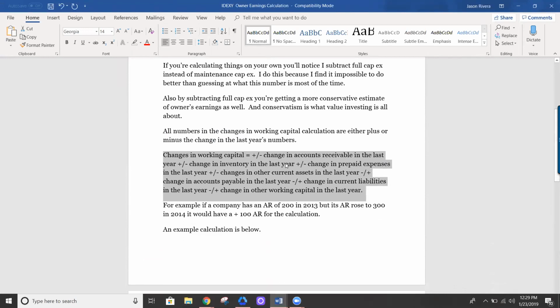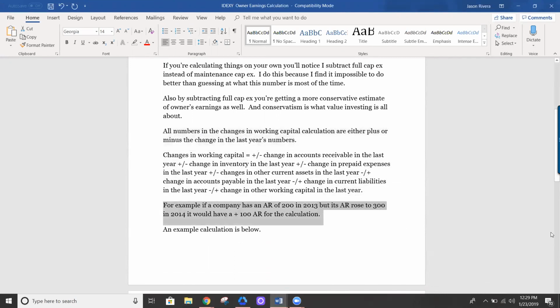That's probably to say I'm confused as well. Oh, it's like year-on-year change in accounts receivable plus year-on-year change in inventory. But yes, all numbers in the changes in working capital calculation are either plus or minus the change from the last year's number. So here's an example that I go through.